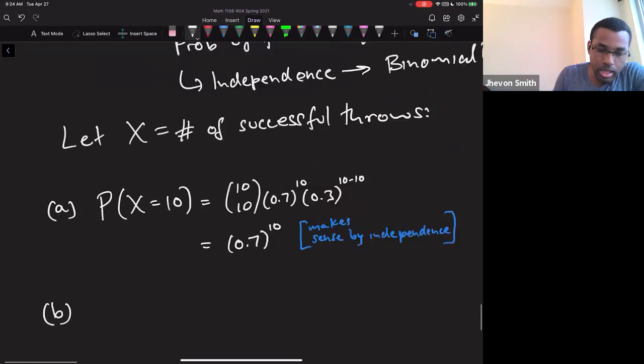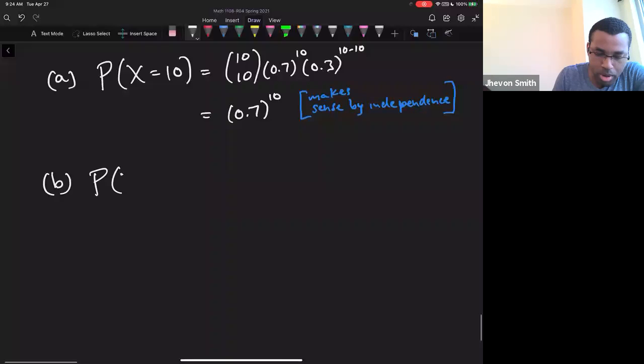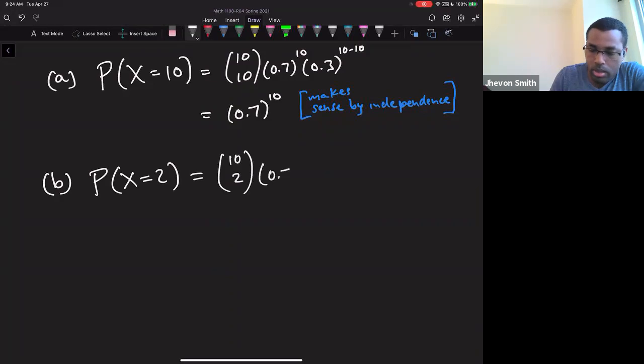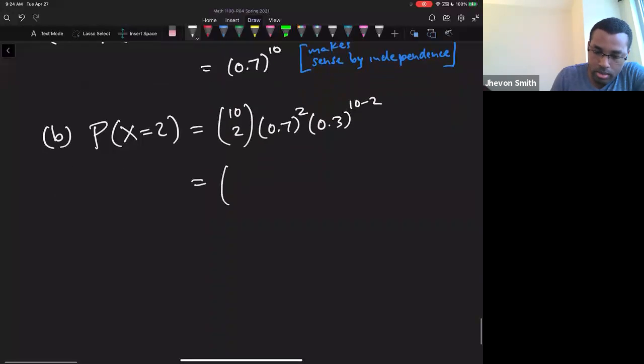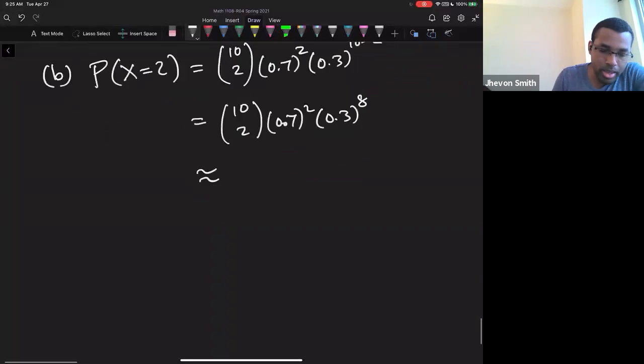Part B is a little bit more complicated, makes exactly 2. Now this is where you'd really need the binomial probability. You want x equals 2. Well, how many ways can that happen? It's 10 choose 2, p to the 2, q to the 10 minus 2. Right, you can plug that into your calculator, but we'll do that another time.